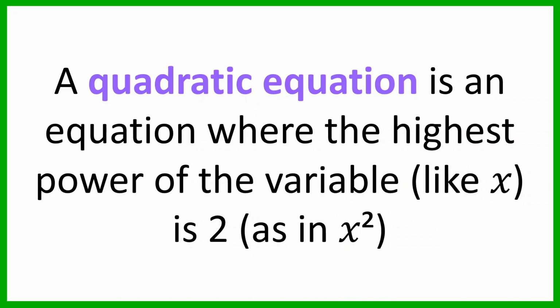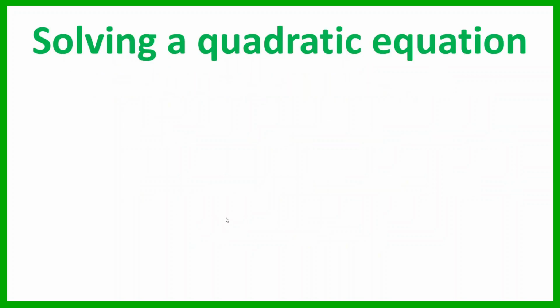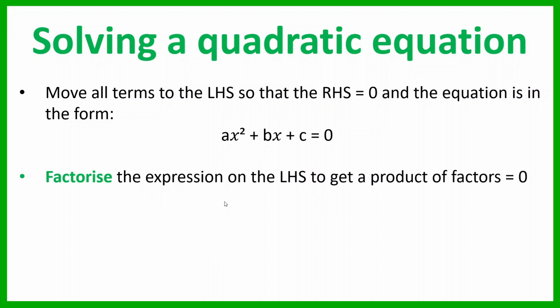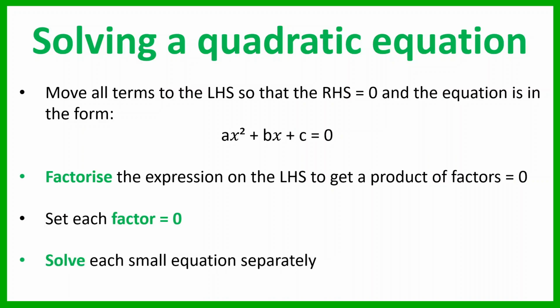And this is the method you're going to follow when you're solving a quadratic equation. The first thing you have to do is move all of the terms to the left-hand side so that the right-hand side is equal to 0, and the equation is in the form ax squared plus bx plus c. Once you have done that, you then need to factorize the expression on the left-hand side to get a product of factors equal to 0. Once you've done that, you then set each factor equal to 0 and solve each small equation separately.